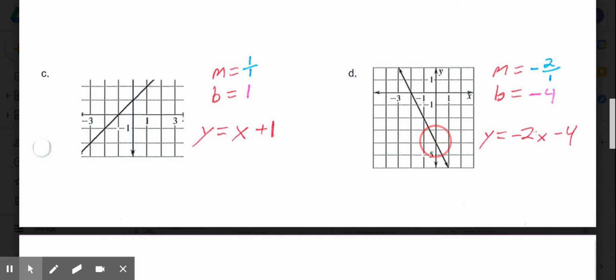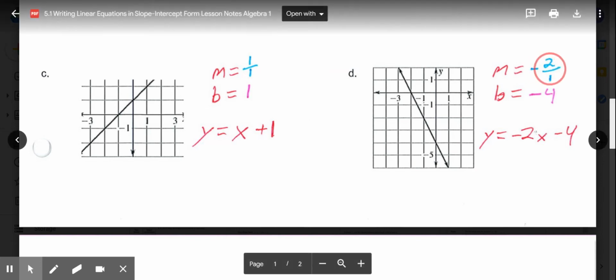So between this point and this point, it's down 2, from here to here, down 2, right 1. So either way, down 2, right 1, down 2, right 1. Our slope would be -2 over 1. So then our equation would be y equals -2x minus 4.